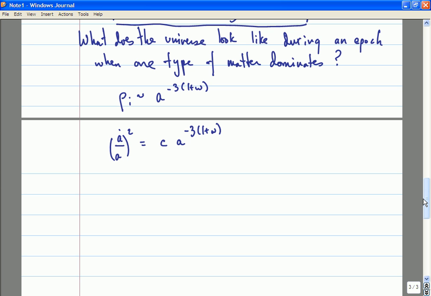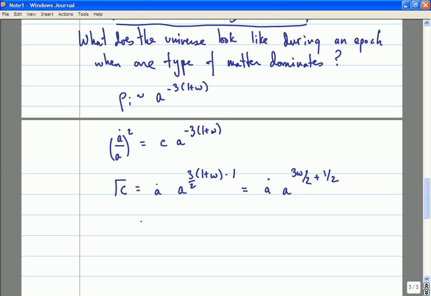So let's just rearrange that a little bit. What does it say? It says that this constant is equal to a dot squared times a to the 3(1 plus w) minus 2, or the square root of this constant is a dot times a to the 3 halves (1 plus w) minus 1, or a dot times a to the 3w over 2 plus 1 half. And let's stare at the right-hand side of this equation.